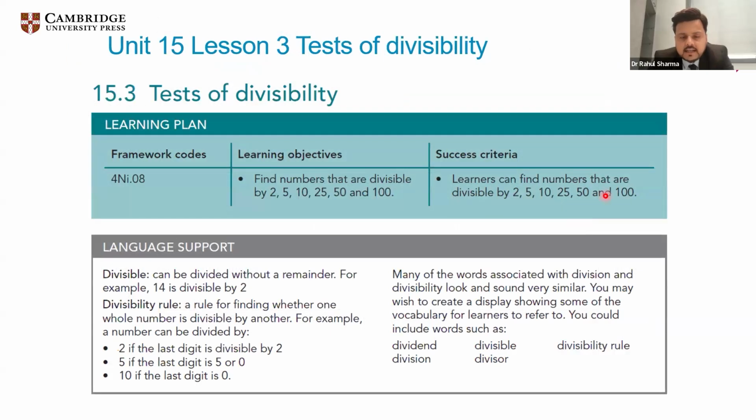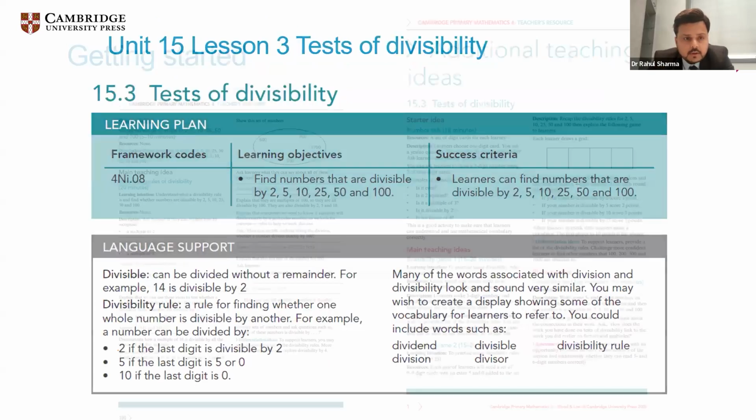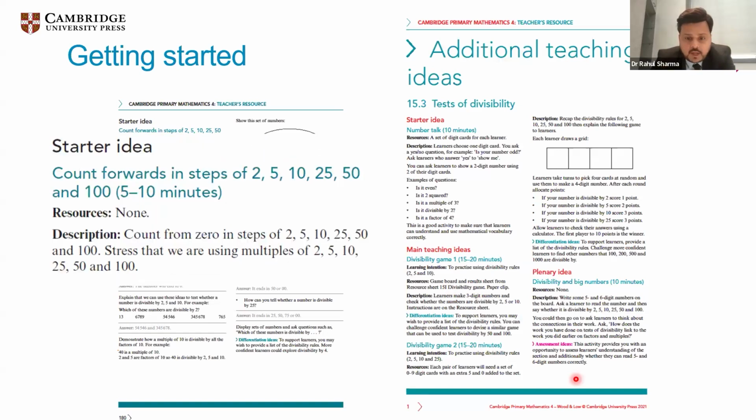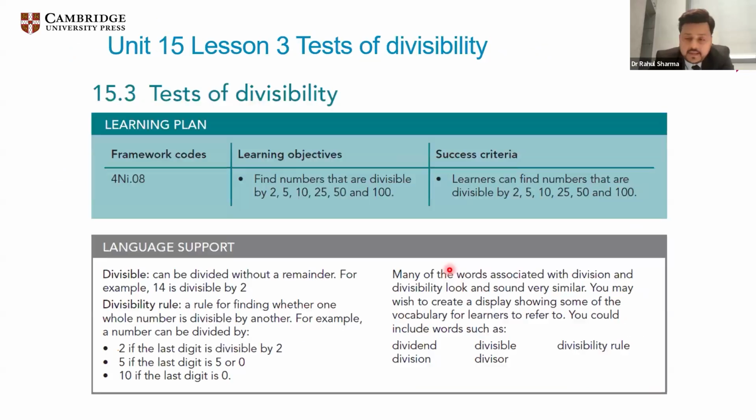Okay, this is the success criteria. You go back and type in here in your own language. That's still fine. Learning intentions, language support. Then they have given you the starter idea, how much time it takes, the main teaching idea. Then they have also given you differentiation ideas, as you can see here. Then they have also given you additional teaching ideas where plenary idea, assessment idea, a homework idea, all of them are mentioned. So I have to just see this, go back in my lesson plan template and type it there.